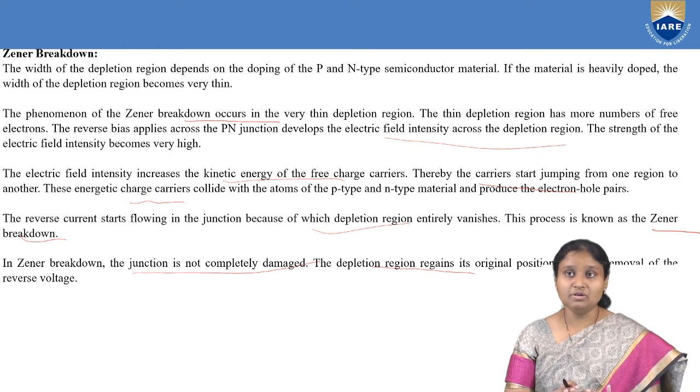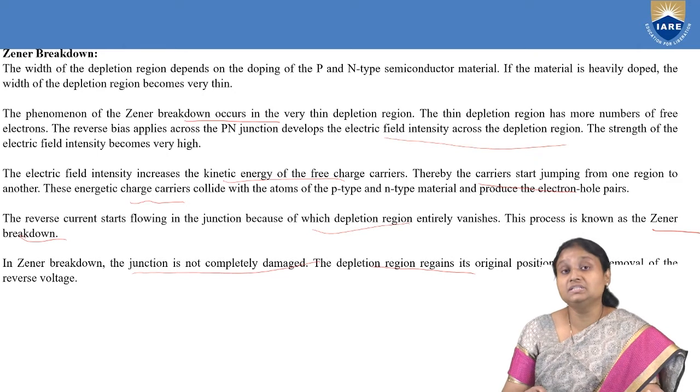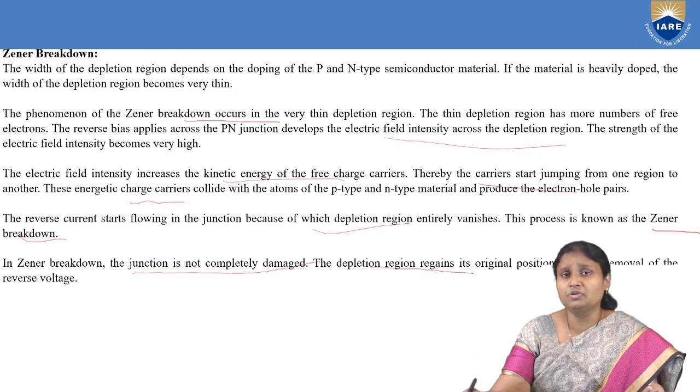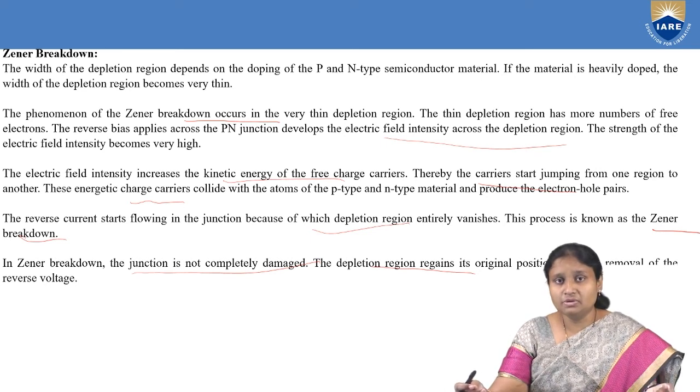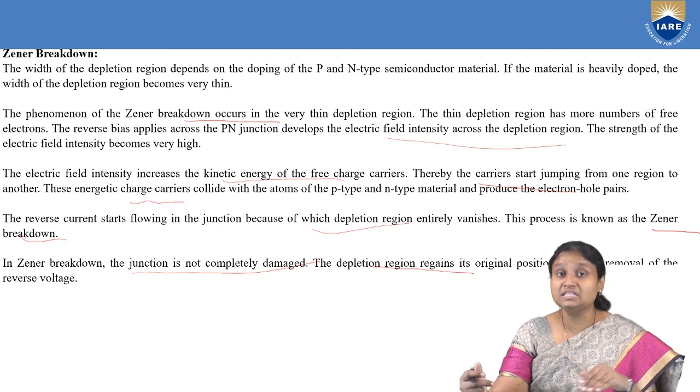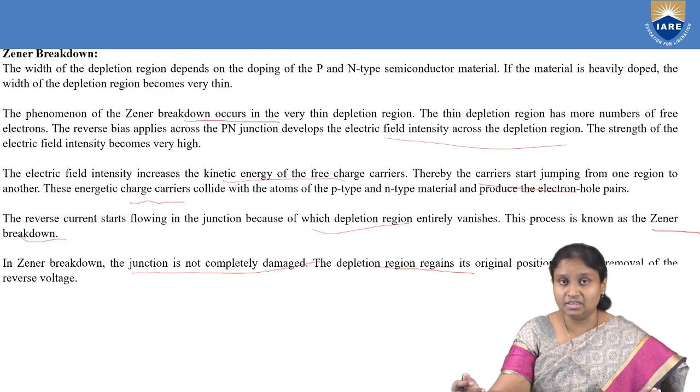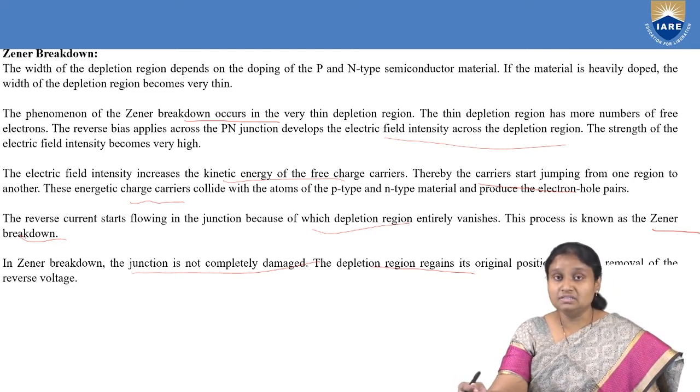And these minority charge carriers will start jumping from the valence band to the conduction band, thereby generating a very large number of electron-hole pairs. So we are going to have plenty of holes in the valence band, and also plenty of electrons in the conduction band. Because of this, at low reverse bias voltage, we are going to get our depletion region completely eliminated. So that's why there will be an increase in the reverse current.